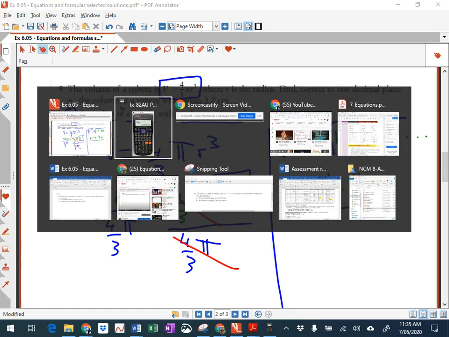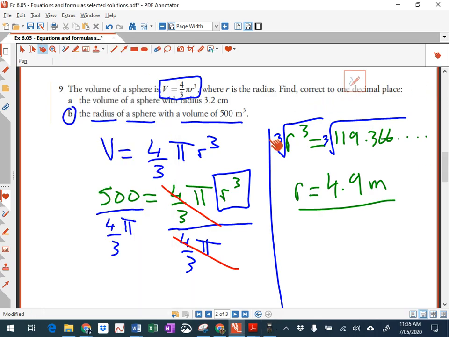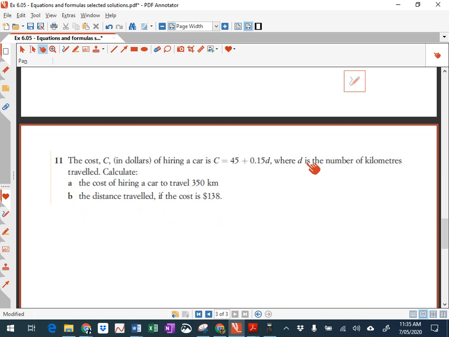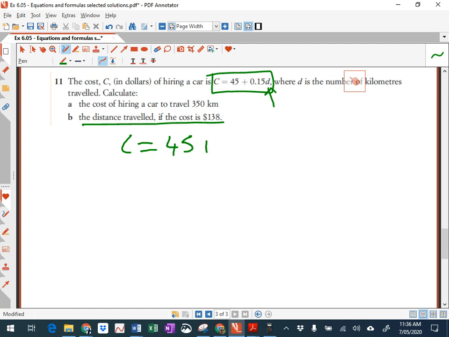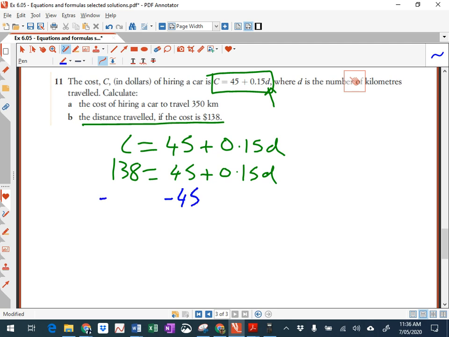All right, let's have a look at question 11 now. Now, 11b was also causing a few issues. So they give you this formula, and I want you to find the distance travelled if it costs $138. So you've got to find out what D is. So write the formula down. And they tell you that the cost is $138, so you put 138 there. And then you minus 45 from both sides.